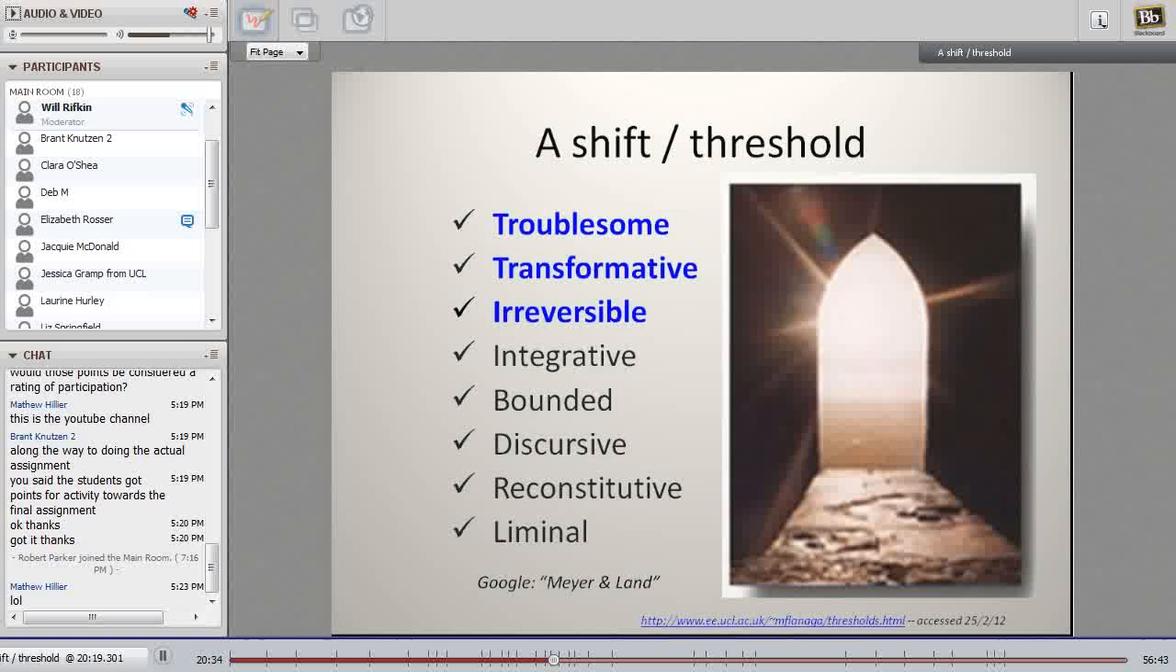You can look up their articles for a description of these criteria, but my sense is it's almost a no-brainer that we should be assigning students to do these things. But we're not. So what is it in the mindset of individual lecturers that's stopping them?